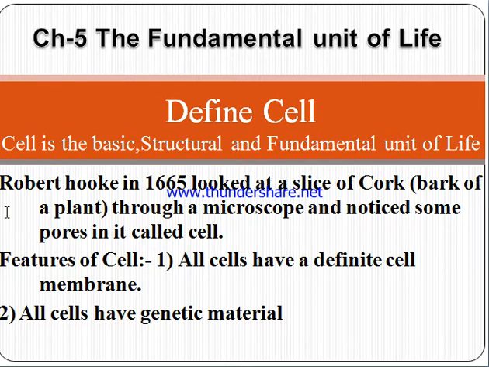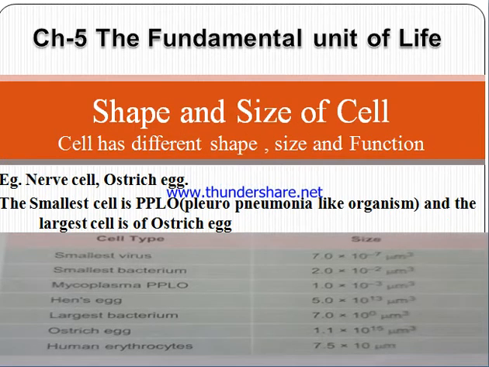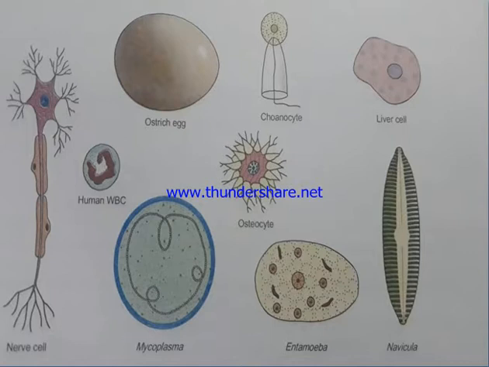So the very first topic is the cell. It is the basic structural and fundamental unit of life, discovered by Robert Hooke in 1665, through a slice of cork passed under the microscope. There are two types of cells: one is unicellular, the other is multicellular. All the cells have different shapes and sizes, like the ostrich egg, nerve cells, etc. They all have different sizes.